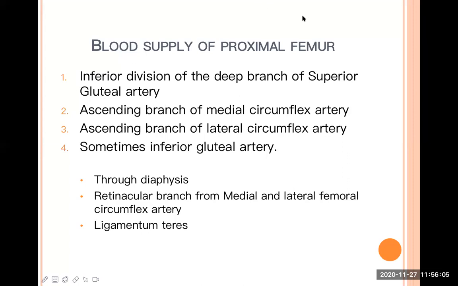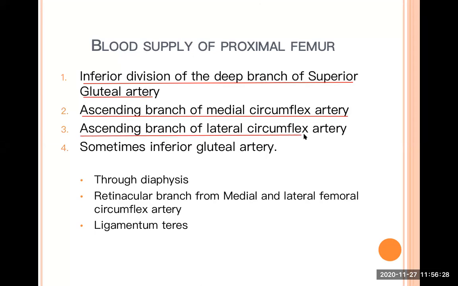It is coming from different sources. Look at these sources here. Inferior division of the deep branch of superior gluteal artery. Just remember superior gluteal artery as one of the sources. Ascending branch of medial circumflex femoral artery. Ascending branch of the lateral circumflex femoral artery, and sometimes even the inferior gluteal artery.